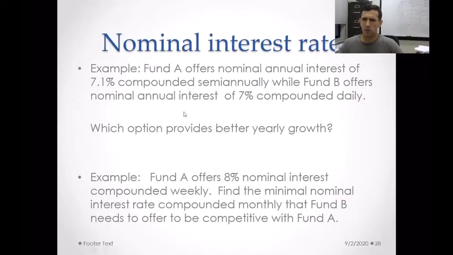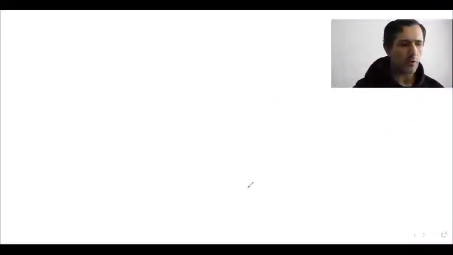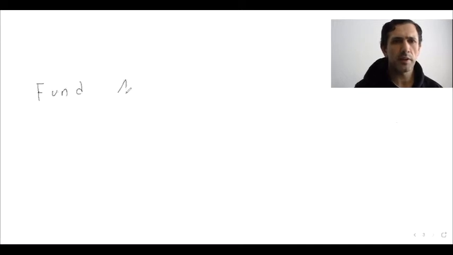Okay, so let's do another example. Fund A offers 8% nominal interest compounded weekly. Find the minimal nominal interest rate compounded monthly that Fund B needs to offer to be competitive with Fund A. For this problem, let's first figure out what the equivalent effective annual interest rate is for Fund A, and I'll explain why we're doing this in a second.